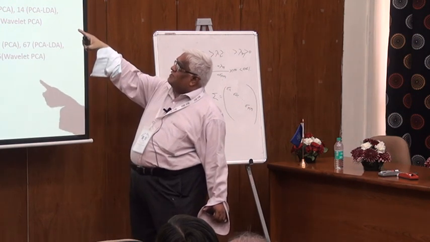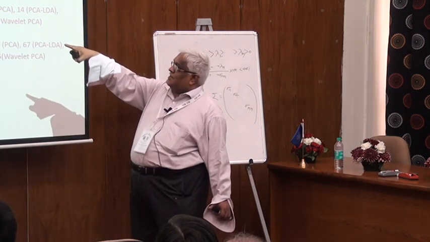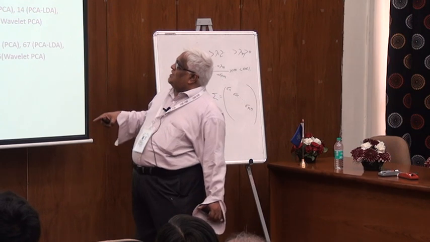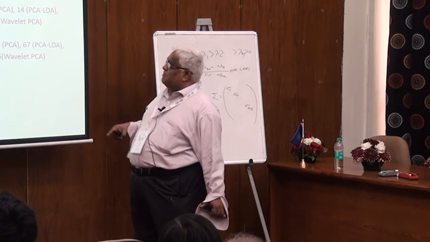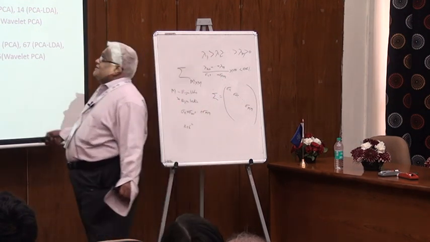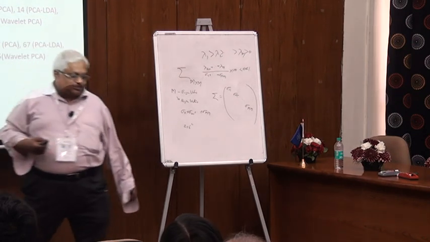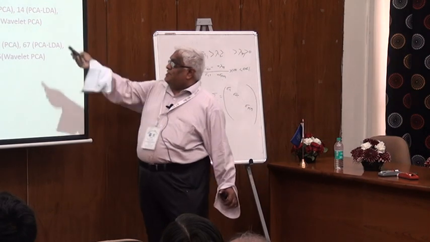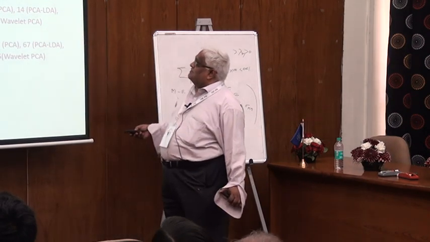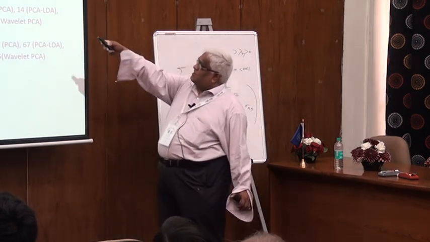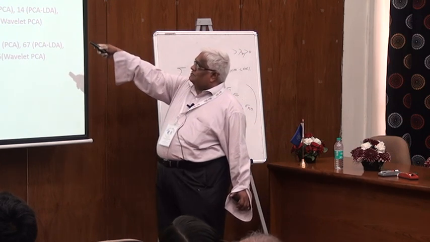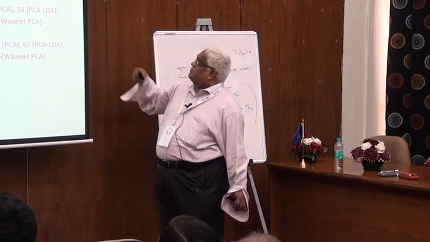The number of face images per subject is 10, 11, and so on. Out of these 10 images per class, 5 are taken in the training set and 5 in the test set. Similarly here 5 and here 5. And then the sizes of the images: 112 by 92, here 100 by 100, and 128 by 120.